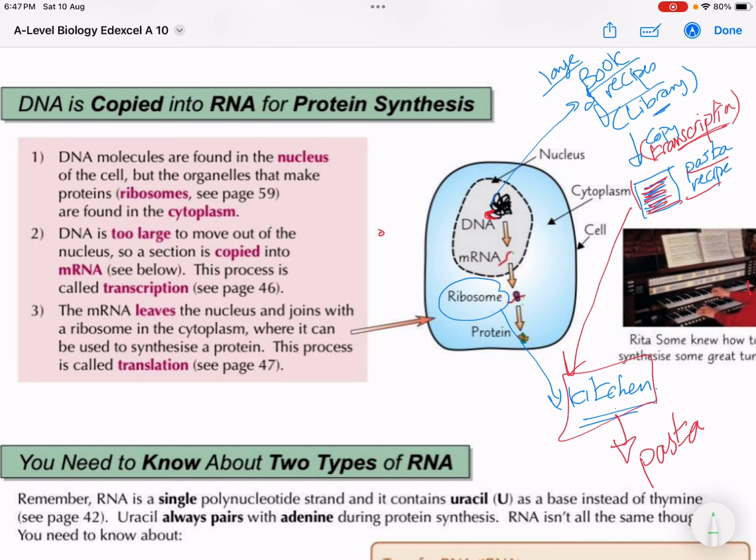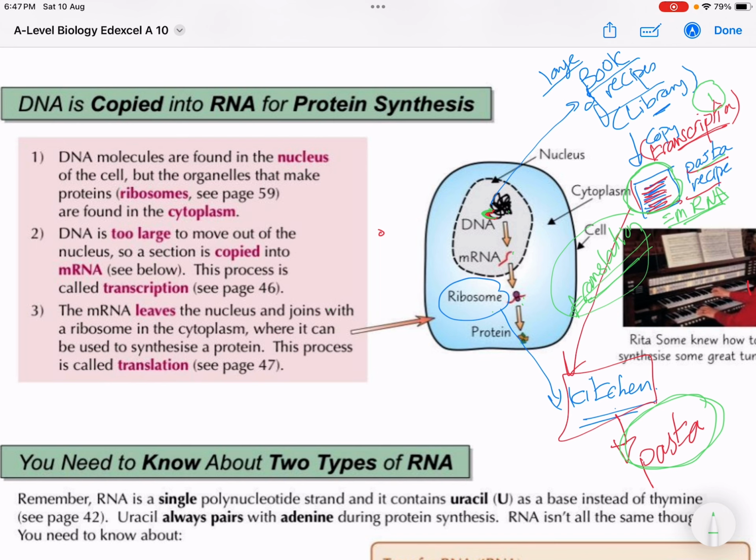So the process of translating what's in this recipe into actual pasta, into actual food, is called translation. So transcription first, copying the gene you need into this copy guide, is called mRNA, messenger RNA, and then this messenger RNA is used in the translation process to make up your protein.